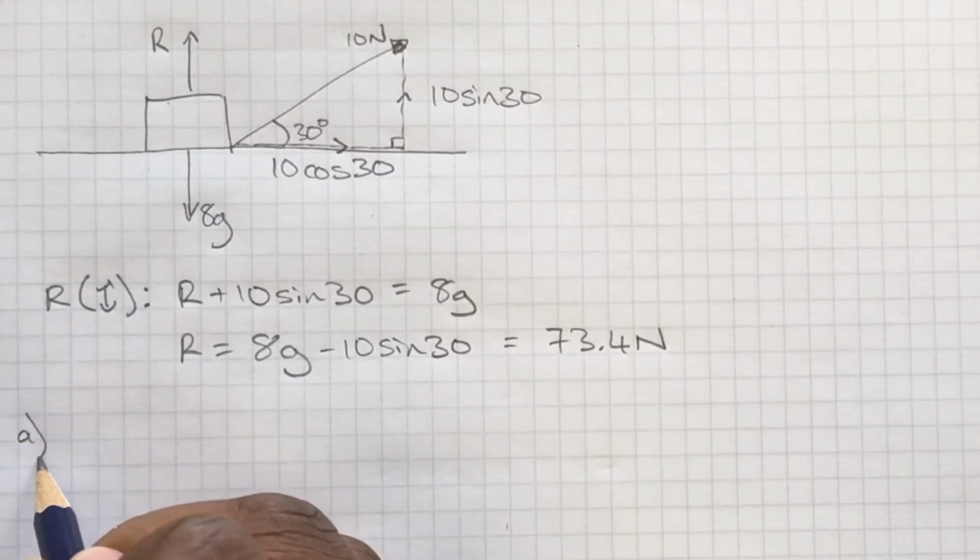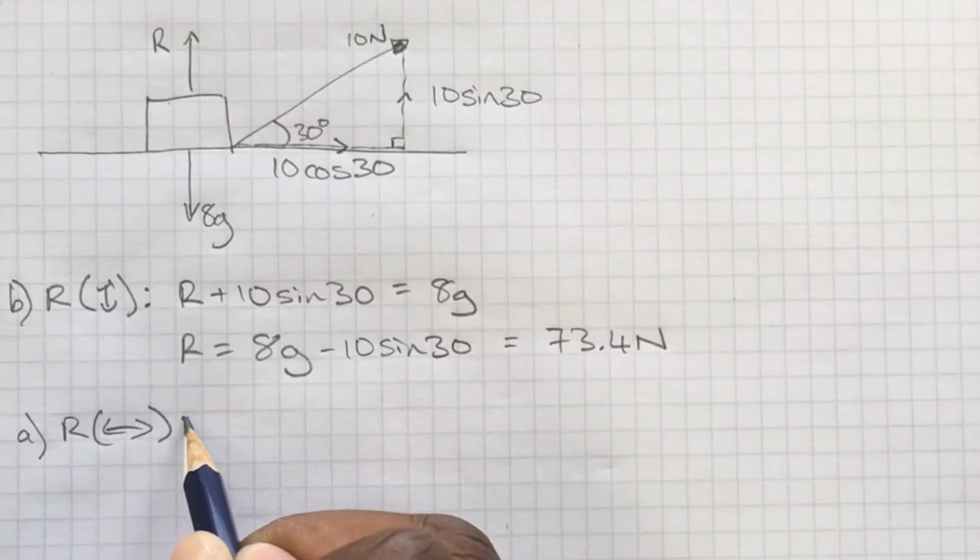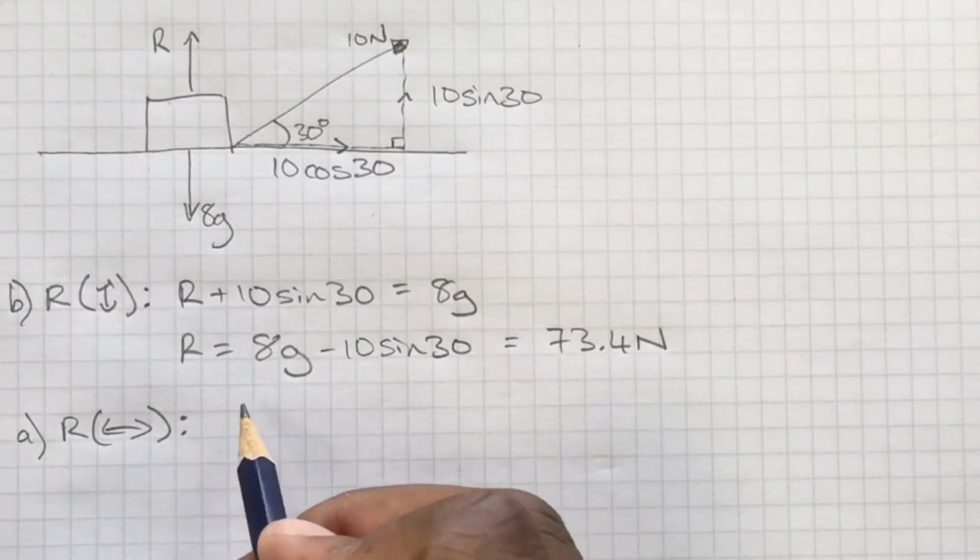All right, we were also asked in the question to go ahead and find the acceleration. I found the reaction force first. Let's go ahead and find that acceleration. We're going to think about the direction of motion. That's horizontal, and we'll resolve.